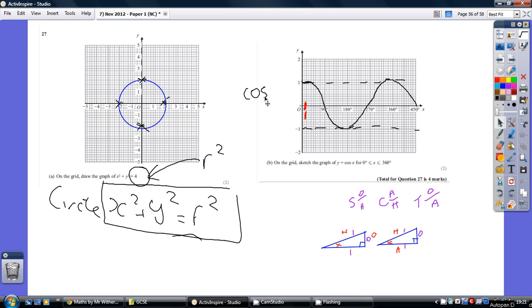Now the sine curve and the cosine curve are very similar. They're sort of waves that go up to +1 and down to -1, and every 90 degrees something else happens, so you've got a maximum, then 0, then a minimum, then 0, then a maximum, and so on. The difficult bit to remember is which is which.